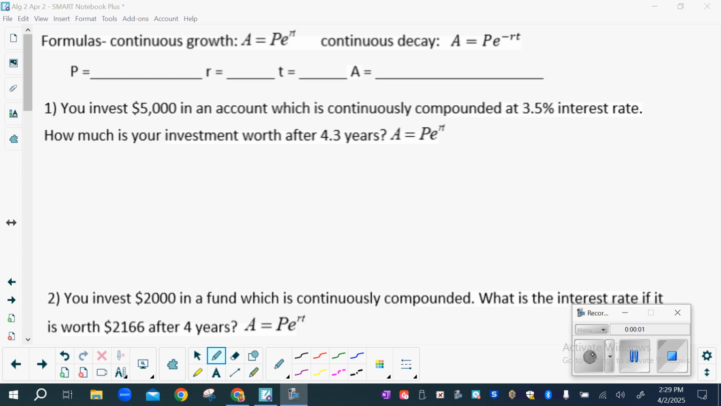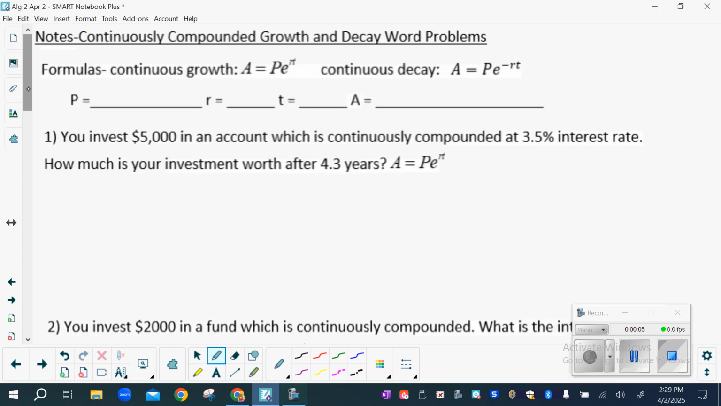We have continuous growth problems. These are the two formulas. A equals PE to the exponent RT for growth. And then for decay, we have A equals PE to the negative RT. So how do we know what's the difference on the decay problem?